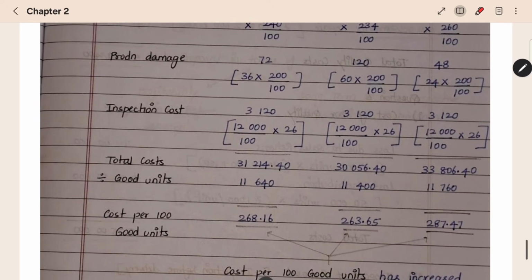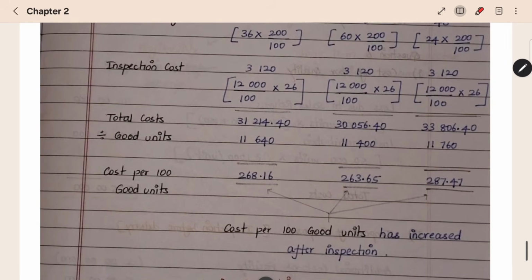Next thing is inspection cost. How many units are you inspecting? Total 12,000 units you are checking. Out of the 12,000 units, 90% of the defective you will find out, 10% you will not find out. You are going to pay the inspection cost for the full 12,000 units, because you are inspecting the full 12,000 units. You have to add the inspection cost also. It is 26 rupees per 100 units. If you add all the costs, you will get the total cost.